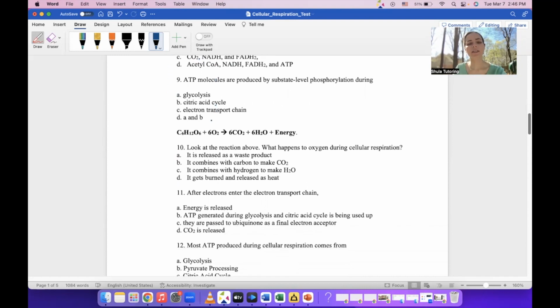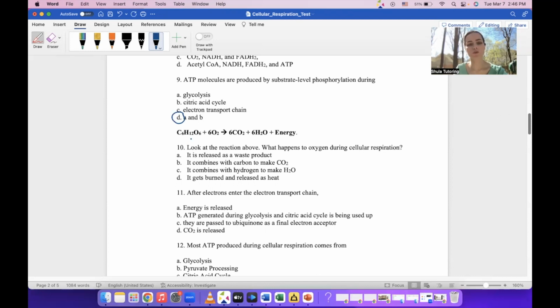And then 9, ATP molecules are produced by substrate level phosphorylation during glycolysis and the citric acid cycle. So choice D is correct. It's A and B. So substrate level phosphorylation is when we use enzymes. So choice D, A, and B.